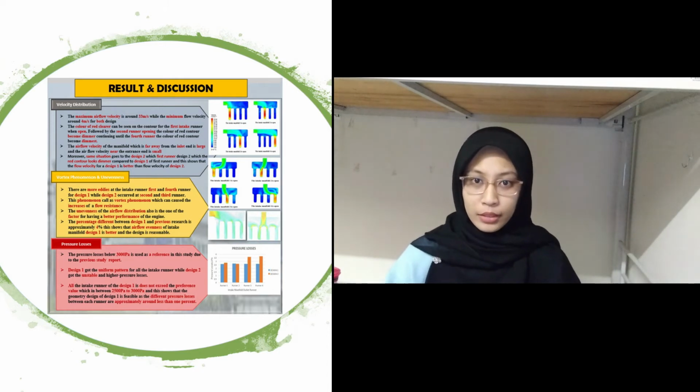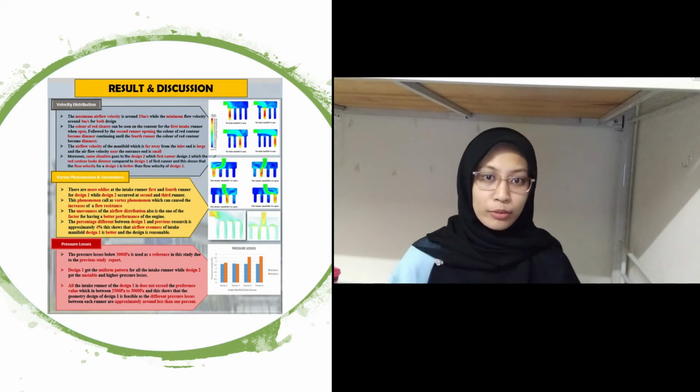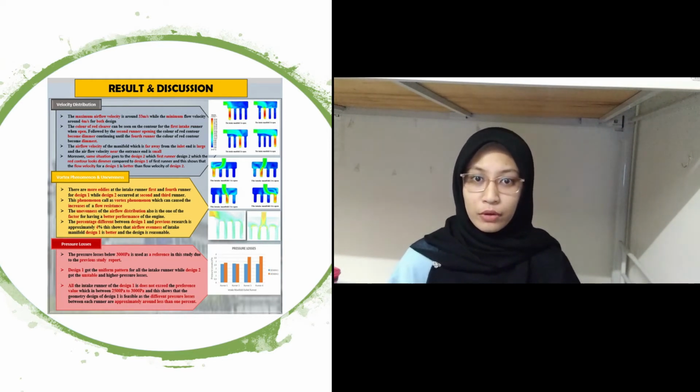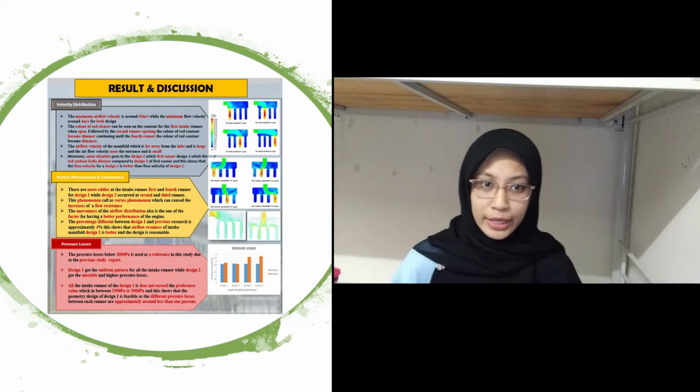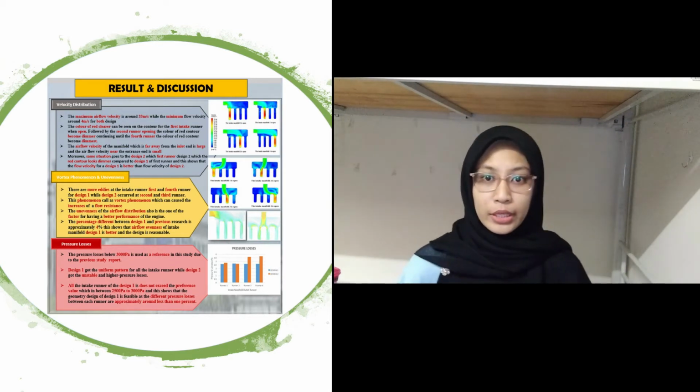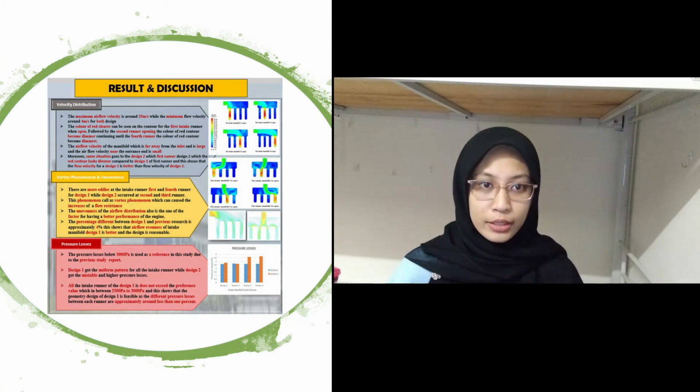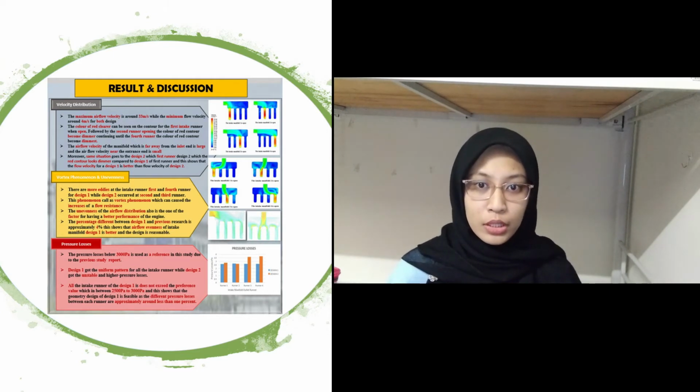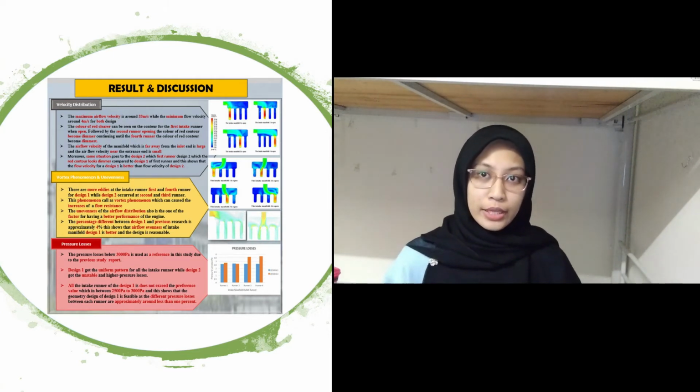As we can see, the maximum airflow velocity is around 33 meter per second, while the minimum flow velocity is around 4 meter per second for both designs. Okay, so as we can see at the velocity contour, the color red can be seen more clearly at the first intake runner when it opened.